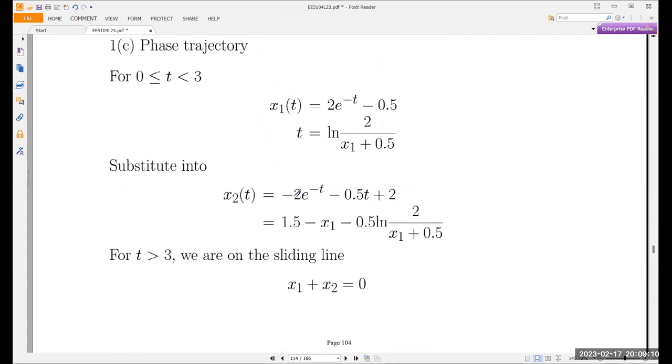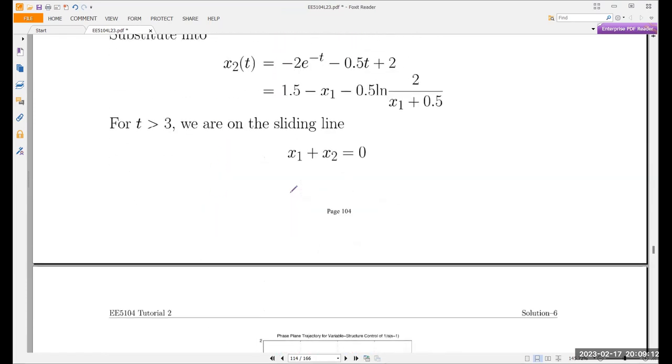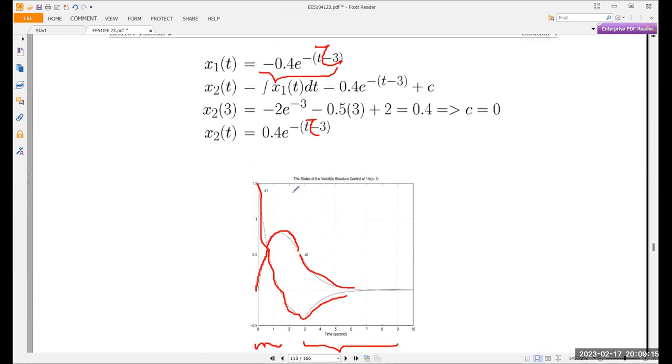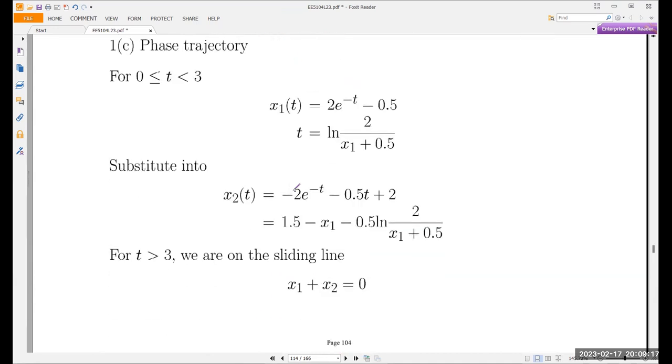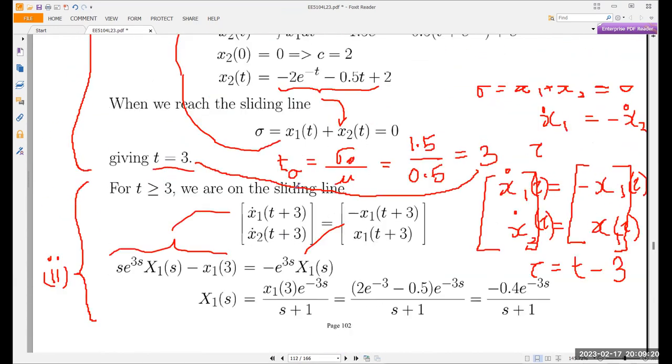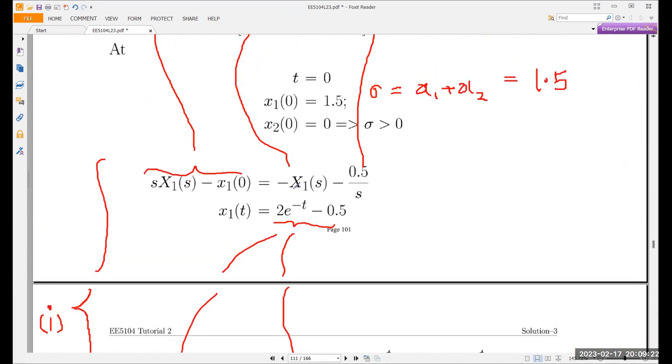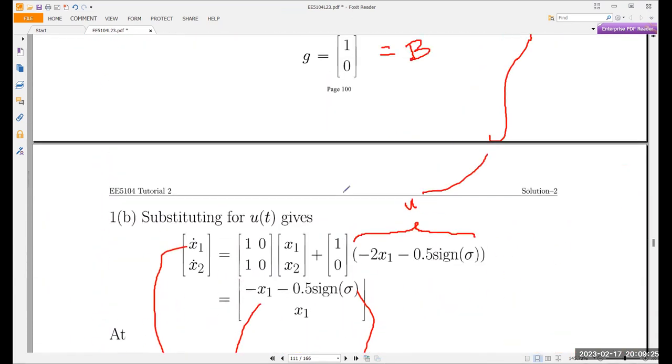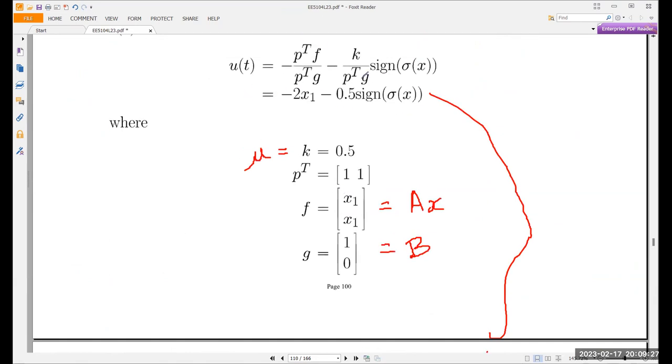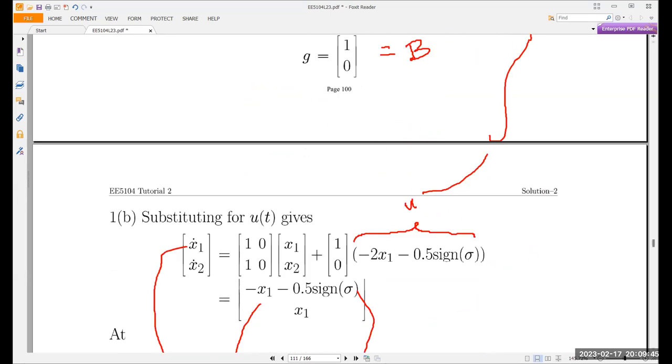Then after that, here I didn't ask you to do, but if you go back and look at it yourself, U would be here. Where is U? U is this. When sigma is positive, sign is 1, so U will be minus 2x1 minus 0.5. The U sigma is, I didn't draw it here, but I draw it.